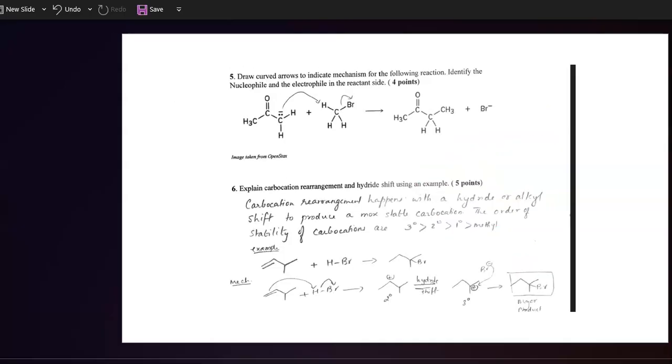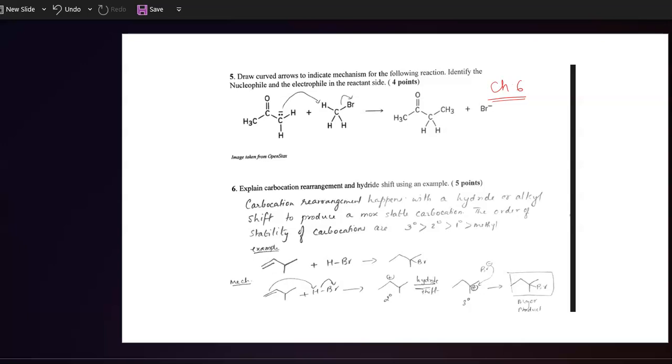Next one, draw a curved arrow to indicate the mechanism. So this is chapter 6, where we learned about drawing arrows to show electron movement. Here it's a nucleophile and an electrophile. So the nucleophilic carbon, which has the pair of electrons, is taking the proton from this alkyl halide here.